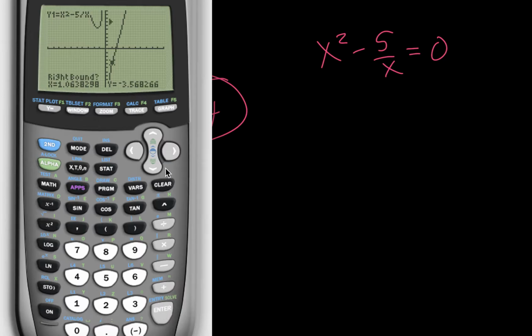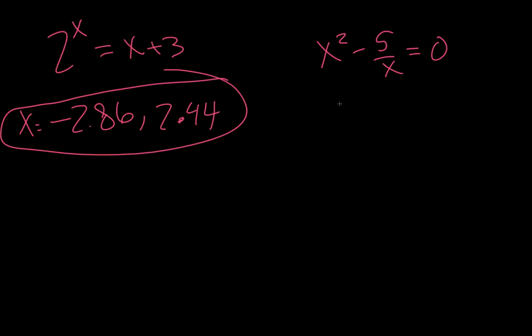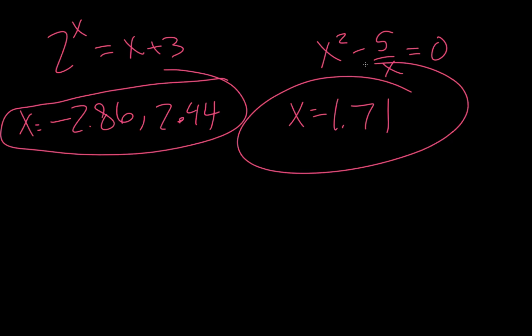So we hit enter. Now it says right bound, so we click somewhere on the right, and then it wants us to guess. So we try to click as close as we can to where the root is, and it is 1.71. So 1.71 is our x value, and that's the only value we have on that one.